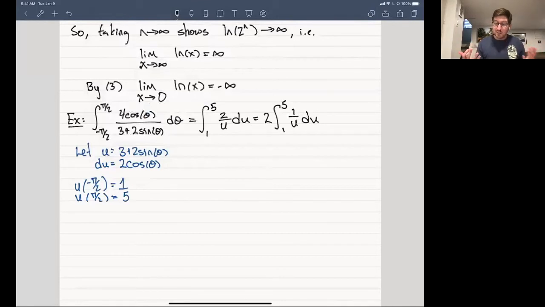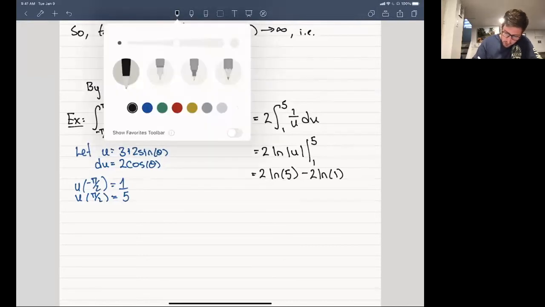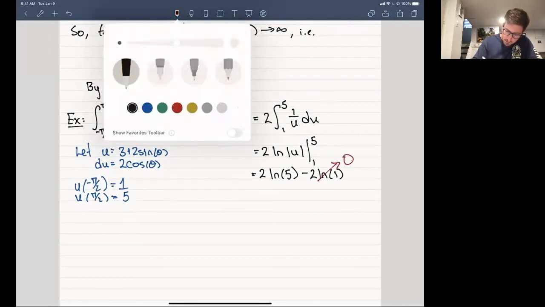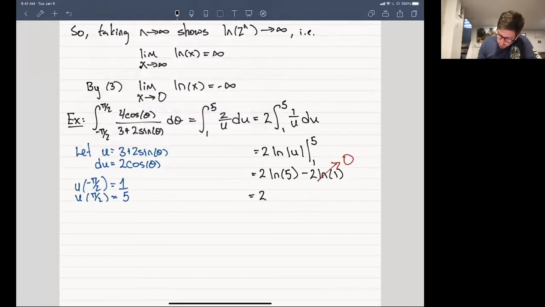And now we've seen this, right? This is the logarithmic integral. And so now I get 2 times the logarithm of the absolute value of u, all running from 1 to 5. And so here I get 2 ln of 5 minus 2 ln of 1, for which I know that ln of 1 is equal to 0. So I can say goodbye to that piece. And this leaves me with 2 ln of 5.